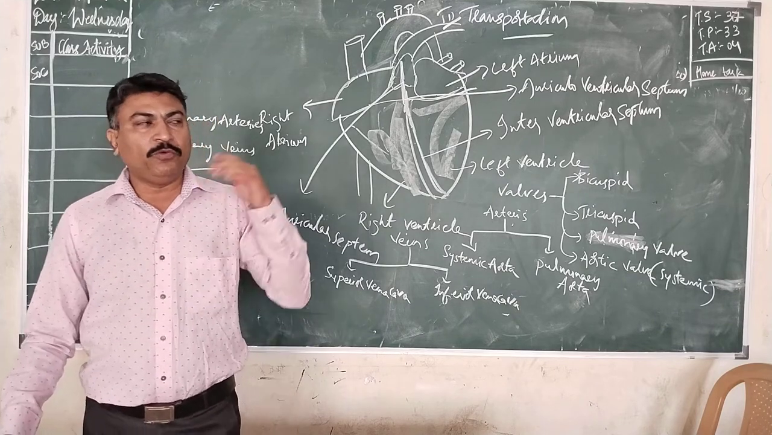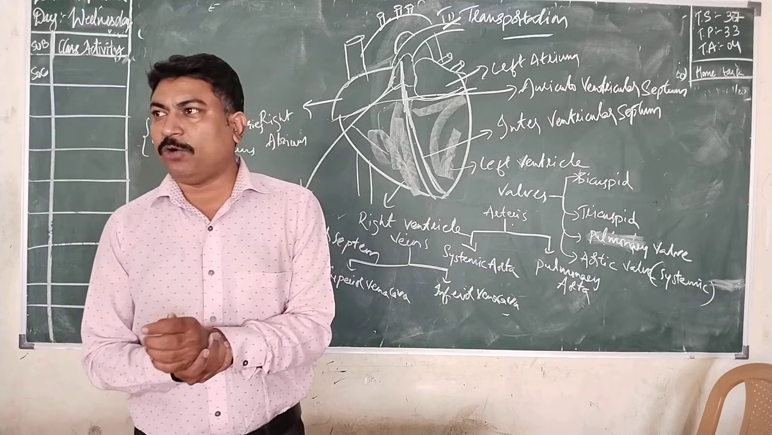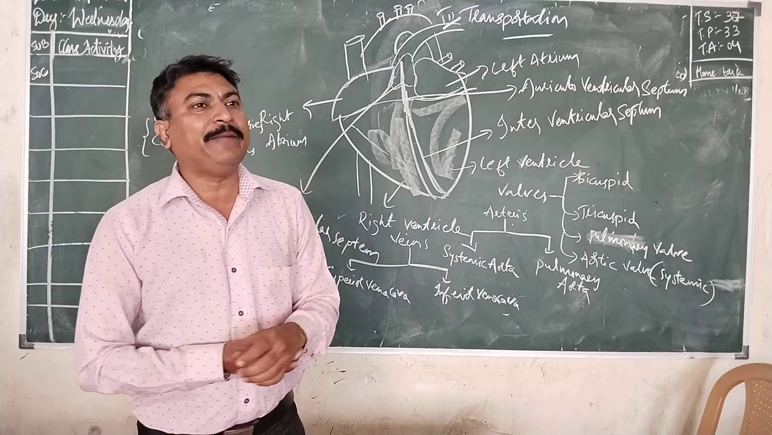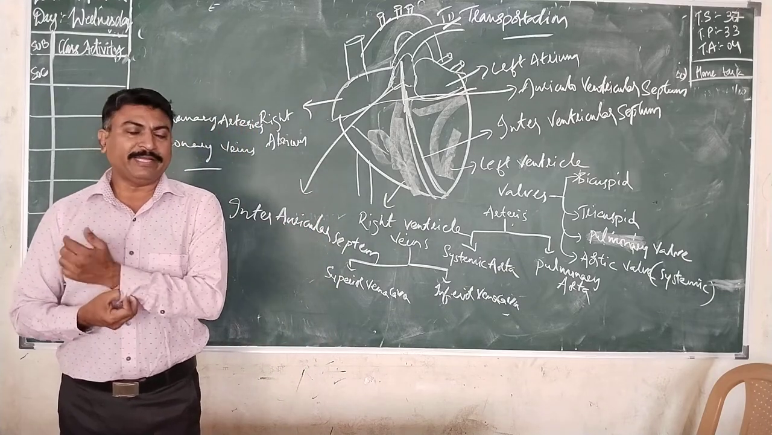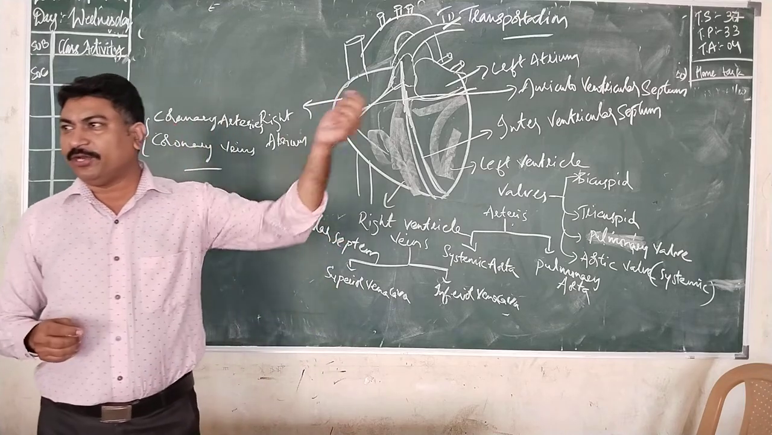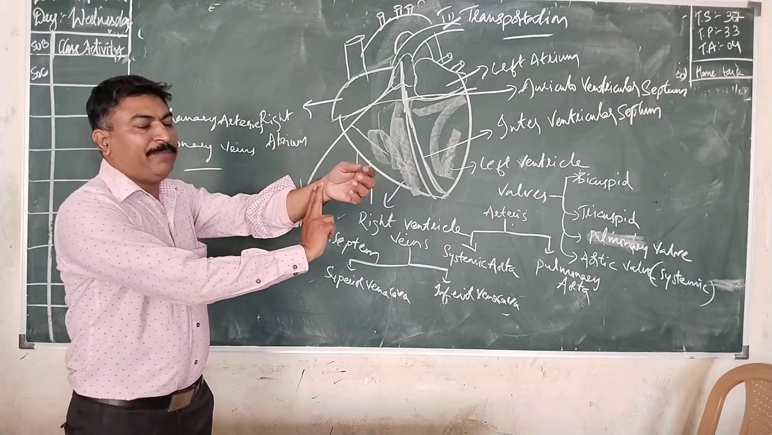Is it clear? So before moving into blood and its components, let me show you how to test the pulse rate and heartbeat. Are pulse rate and heartbeat the same? Yes, they are similar. What you do is you take out your wrist and keep two fingers at the middle portion of your wrist.